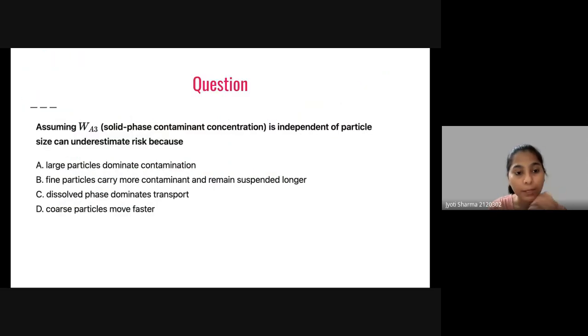Okay, now what we are saying, we have wa3. So wa3 is the solid phase contaminant concentration that is independent of particle size. This can underestimate risk because large particles dominate contamination. Fine particles carry more contaminant and remain suspended longer. Dissolved phase dominate transport. Coarse particles move faster.